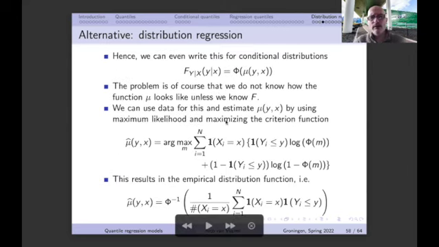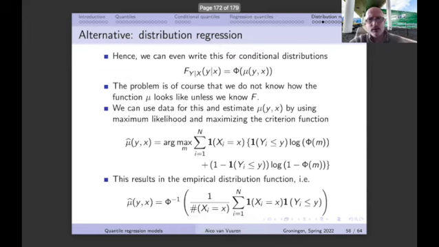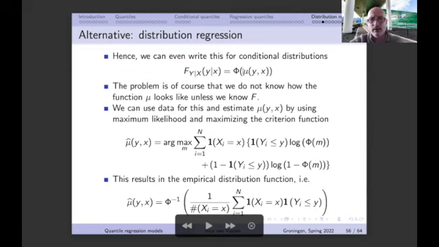But we can also do this with respect to conditional distributions. If this is true, then it's also true for the conditional distribution. So we can also write the conditional distribution of y conditional on x as the standard normal distribution function, but now evaluated in a function μ, which is now a function not only of y, but also of x, the different values of x that we have over here. Also here we should take into account that this is completely trivial. I just did this conditional on the x that we have over there.